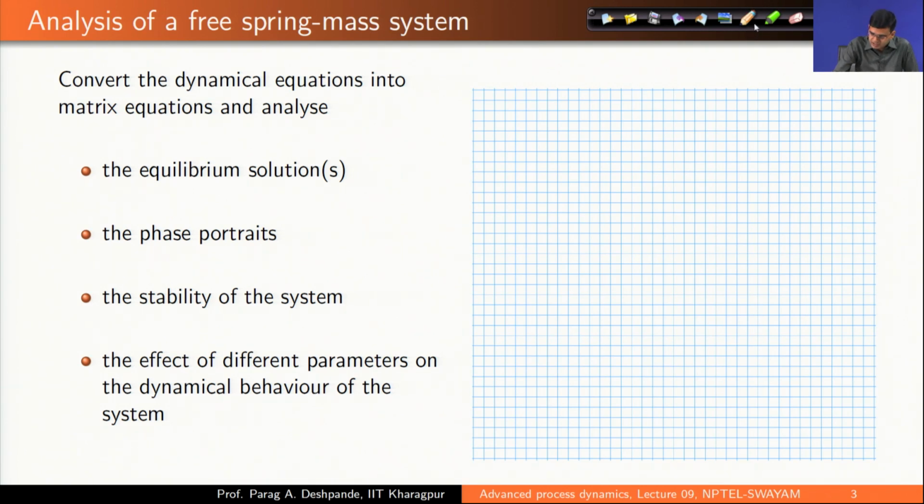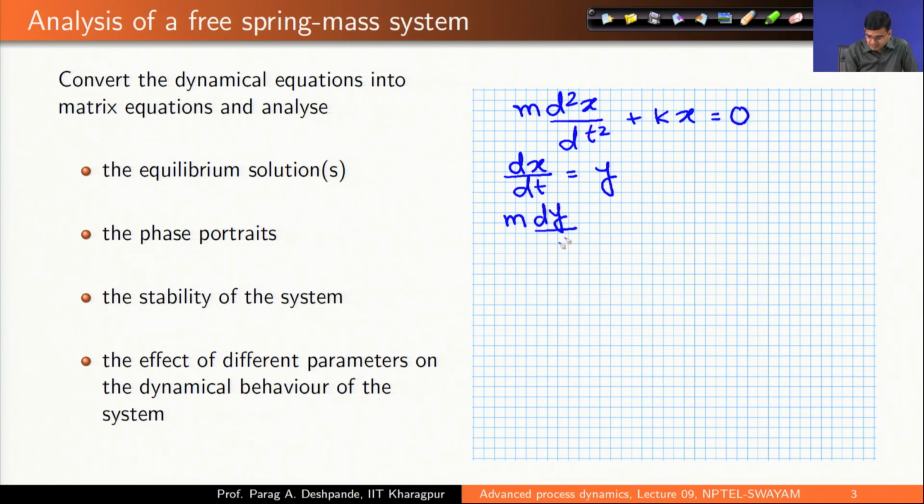So, let us see what is the governing equation for, in fact, the two cases. We have m d2x by dt squared plus k x is equal to 0. This is my first equation, and let me convert it to a matrix equation. For that, I will assume dx by dt as y. If this is the case, then my equation becomes m dy by dt plus k x is equal to 0.